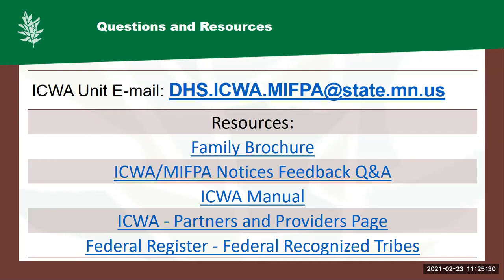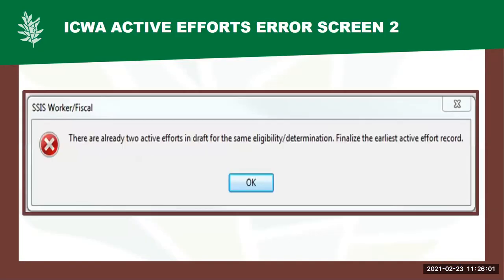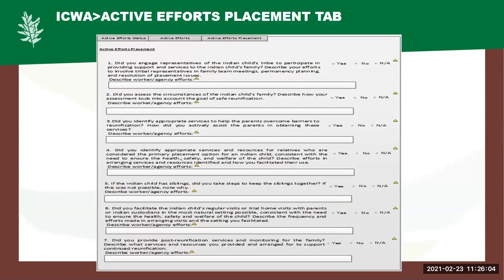Can you please clarify, is the active efforts tab only for kids in placement since ICWA cases are for kids in placement? No, active efforts are for all child welfare related cases where ICWA and MIFPA apply. There's an ICWA active efforts tab in SSIS, and then there's a placement tab to the right. If the child is in placement, you will continue to answer questions on the placement tab. So there are two tabs in SSIS. One is the active efforts general, and then there's a placement tab as well if the child is in placement.